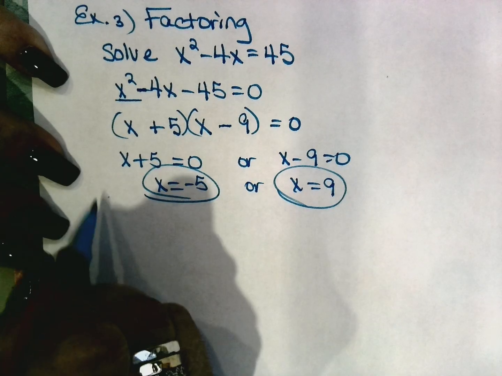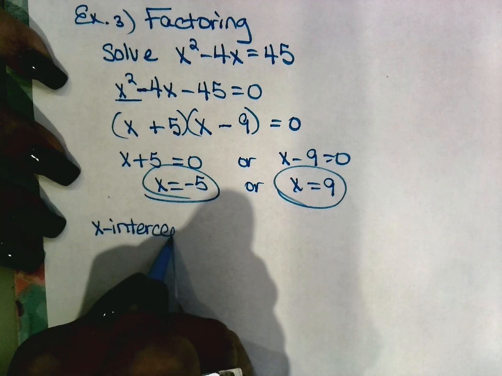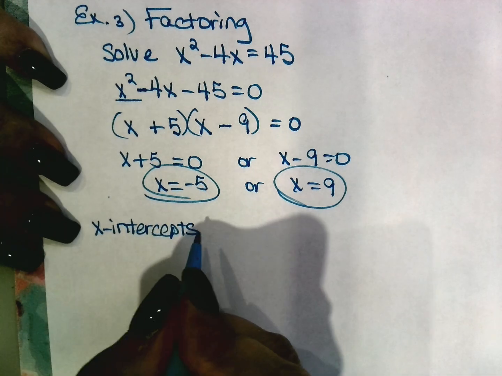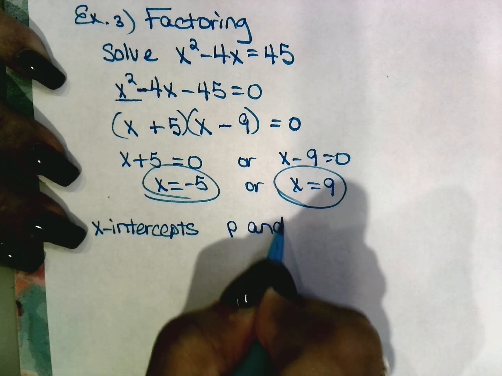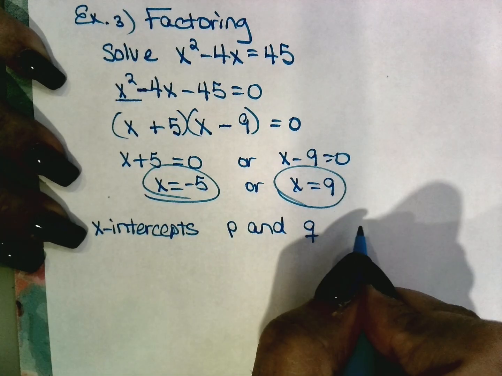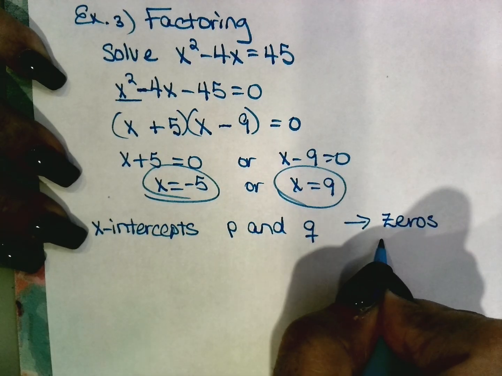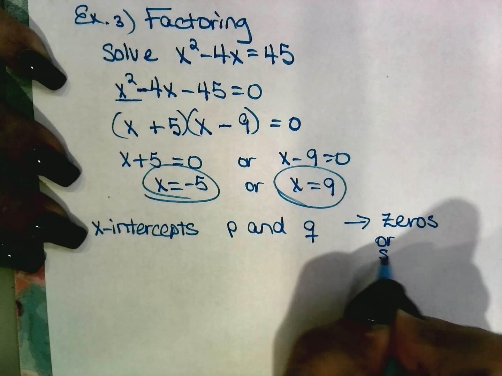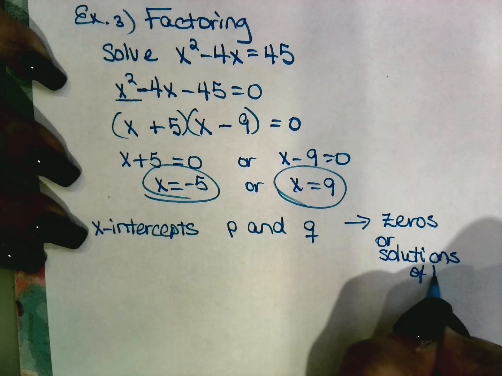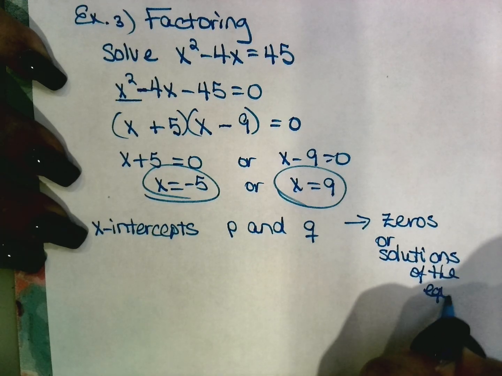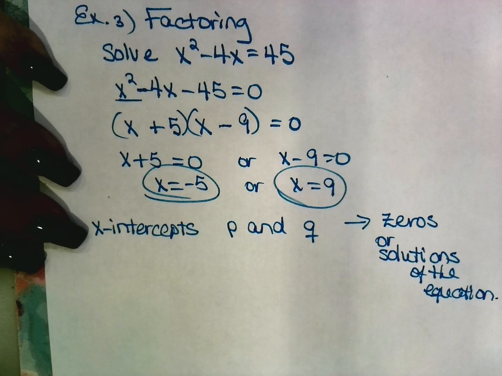Okay, this is a little side note, x-intercepts. This was in your book, so I just want to make sure you know about it. X-intercepts, which we normally call P and Q, are also called zeros, and we've mentioned this already, zeros or solutions of the equation, right? Okay, moving on.